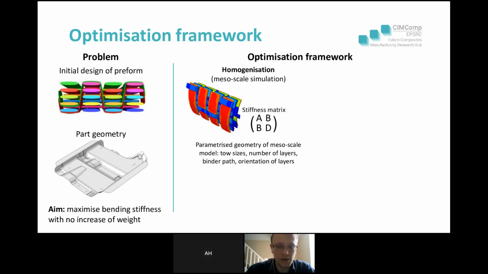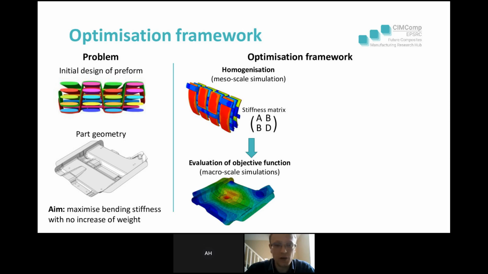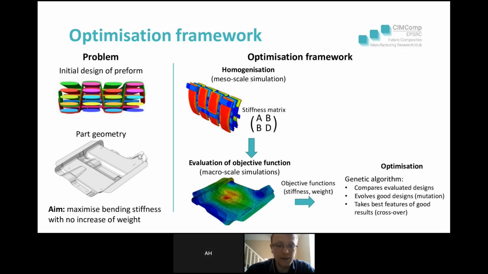We can homogenize this meso-scale geometry and obtain a stiffness matrix, an ABD matrix, which we then pass on to the macro-scale simulations, where we perform a finite element analysis on the structure we want to optimize. So in this case, we apply a bending load to this structure and obtain its stiffness, which together with weight forms the objective functions for the optimization.